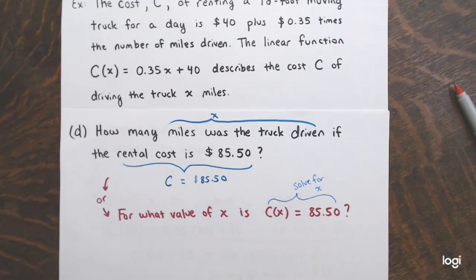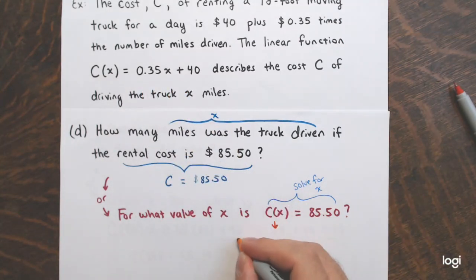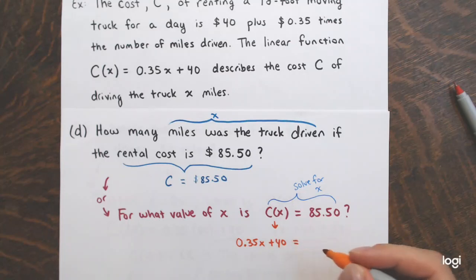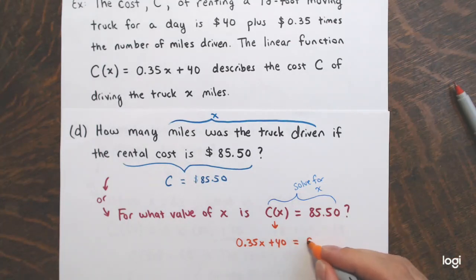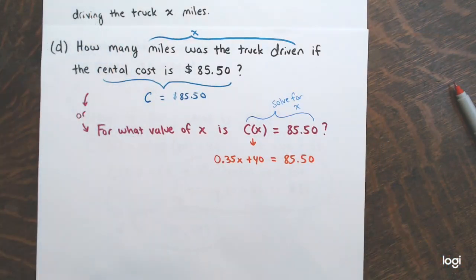All right, so let's take a look at that equation. C of x, what is the value of C at x? That is 0.35x plus 40. So this is 0.35 times x plus 40, equals $85.50. And then we're solving this equation. Now this is an equation involving decimals. Very often people don't care for decimals, kind of like fractions.